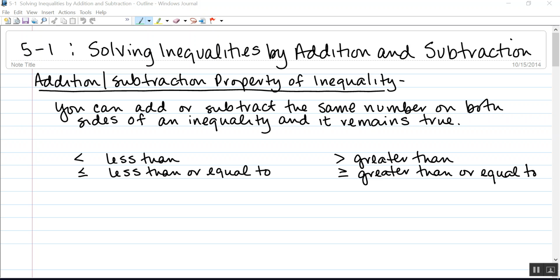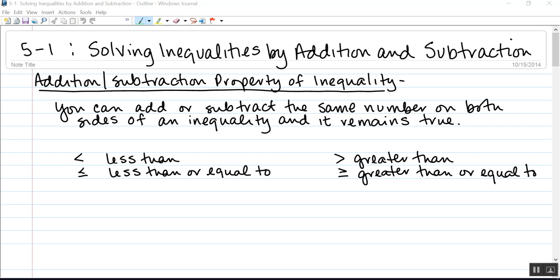Section 5.1 is on solving inequalities by addition and subtraction. First, we're going to take a look at the addition and subtraction property of inequality. You can add or subtract the same number on both sides of an inequality and it remains true. Very similar to solving an equation.